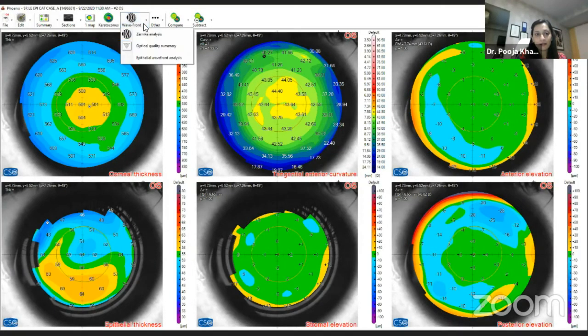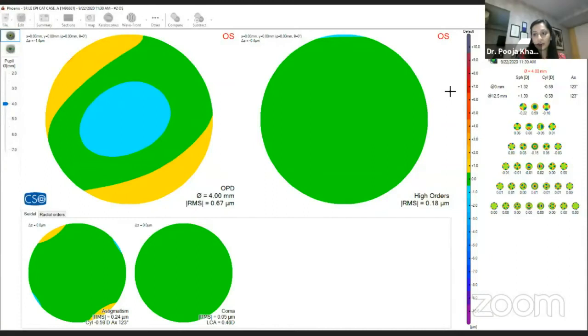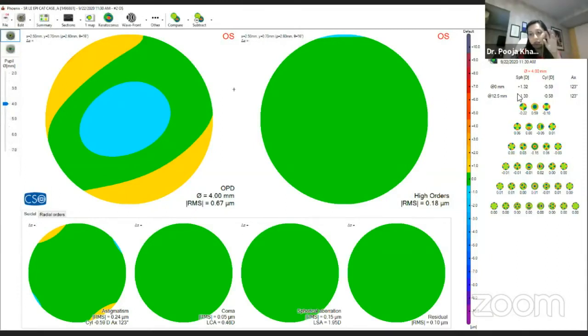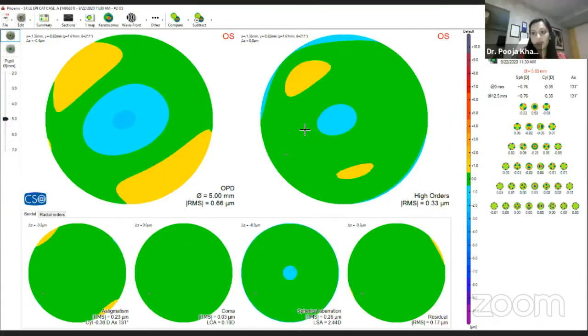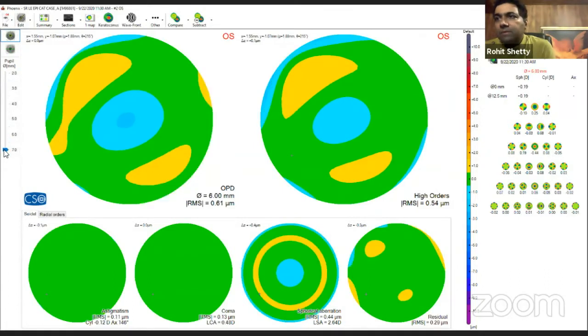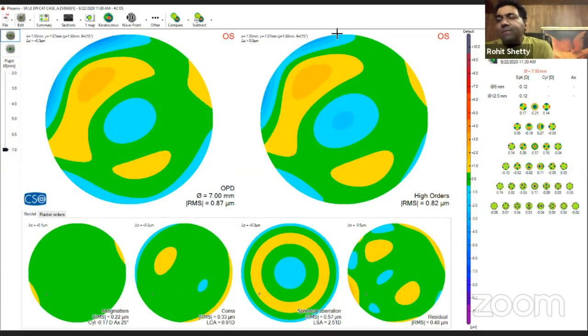And the epithelial wavefront analysis shows that the epithelium alone is showing plus 1.3 with minus 0.5 cylinder. That will be for a 4 millimeter pupil. If the patient has a bigger pupil, it will be much more. Still it is 0.76 and minus 0.36, sir. Can you increase the pupil to 7? It's not possible. So this is a very important point. Go to 2. Sir, I will just raise one point. Just go to 2 millimeters.